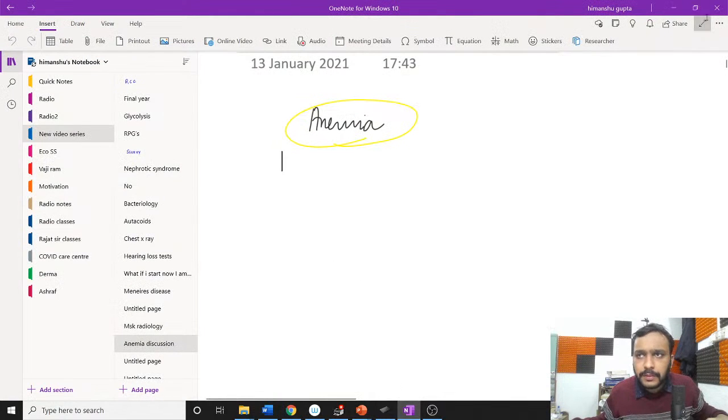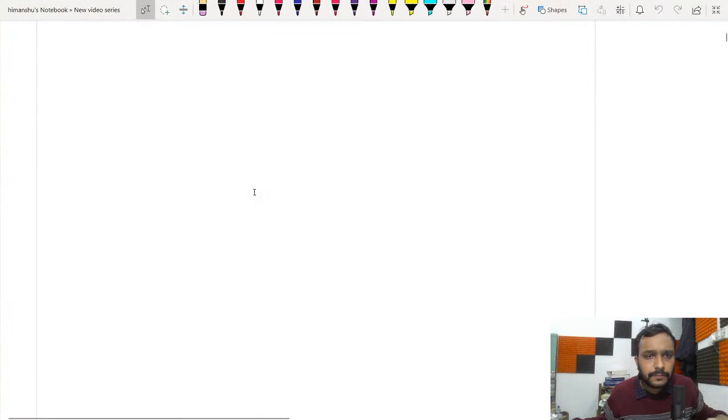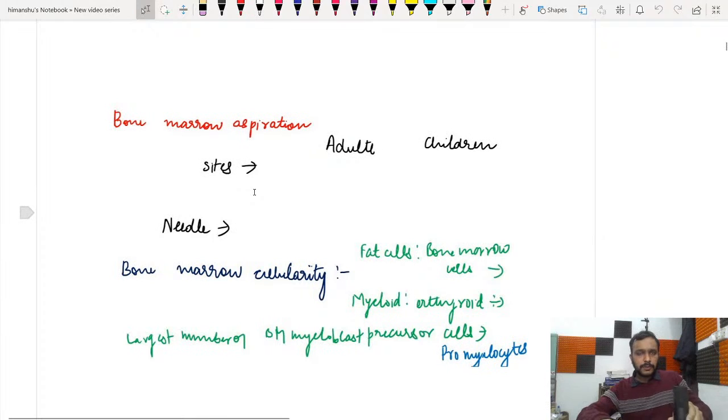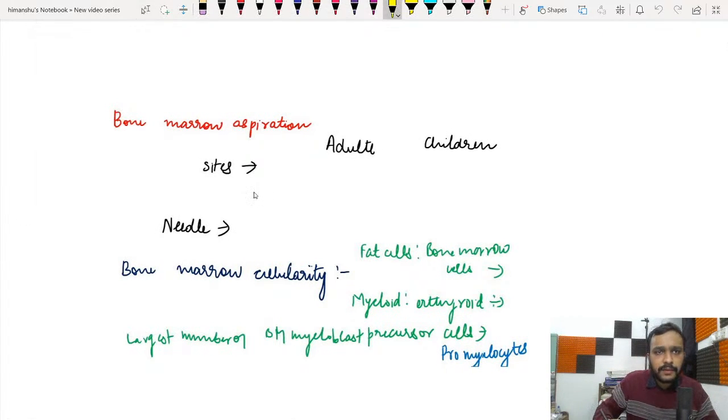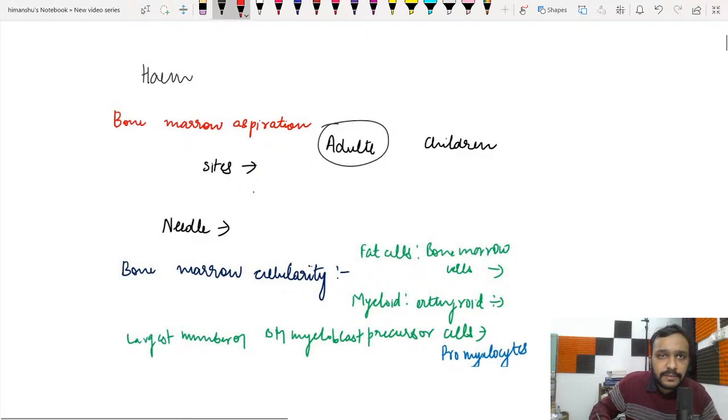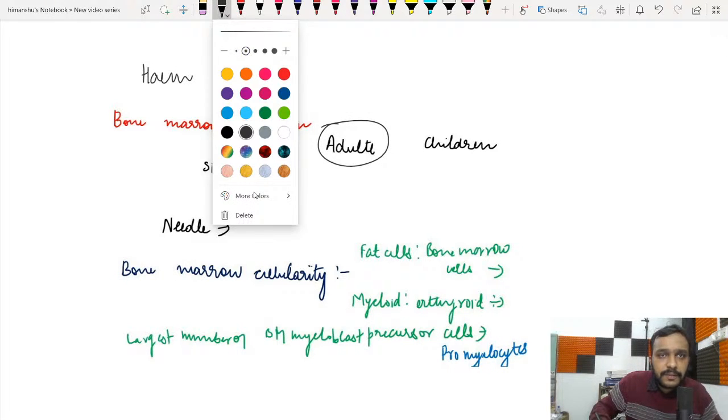Okay. So guys, first we will discuss a few questions related to hematopoiesis. You will tell me, what is the bone marrow aspiration site in adults?